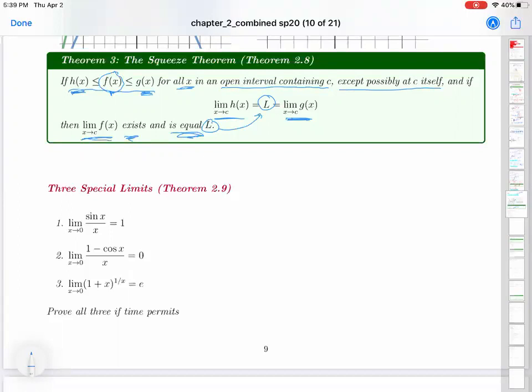That's the squeeze theorem. So in order to use the squeeze theorem, you have to find the two functions h of x and g of x that squeeze the middle function, right? Another condition is that the limits of these two bounding functions have to be the same when x goes to c. And these conditions have to be satisfied within an open interval containing c.